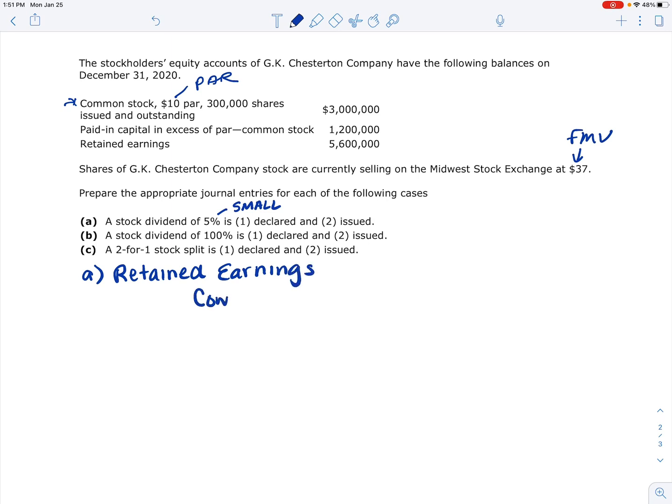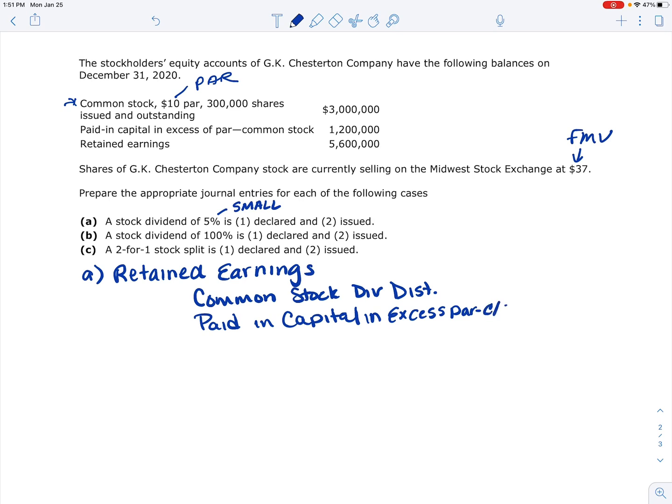I'm going to credit my common stock dividend distributable. And I'm also going to credit my paid-in capital in excess of par common stock.